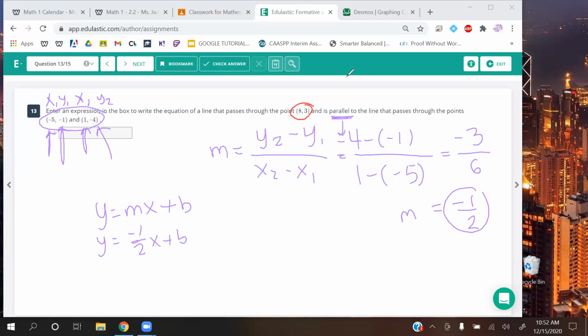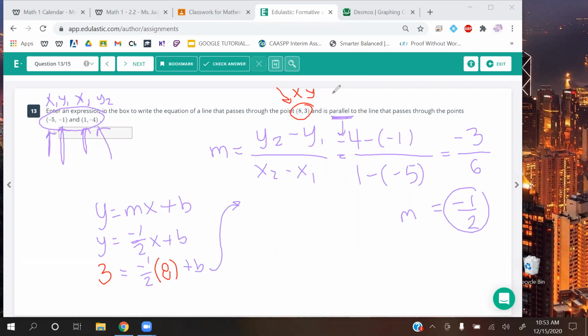We want it to pass through the point 8, 3. So here's your x, here's your y. Plug it into the formula. Our y is 3 is equal to negative 1/2. Our x was 8 plus b. Okay, so we're going to solve from here.